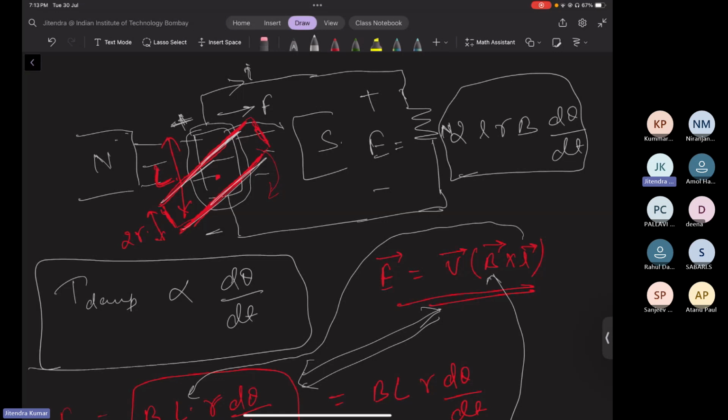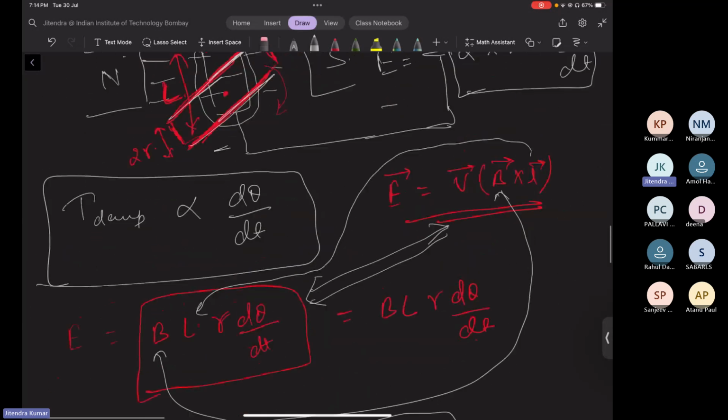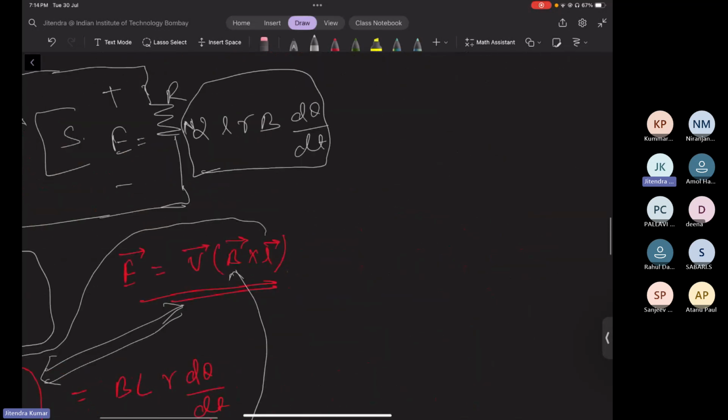And if you have connected some resistance in this circuit, there will definitely be some current flowing in this circuit. Am I correct? The expression of that current will be nothing but 2N R L B d theta by dt divided by R. I hope you understood.